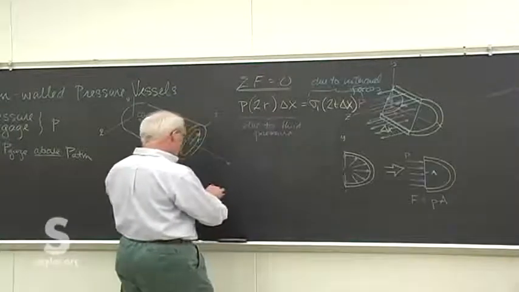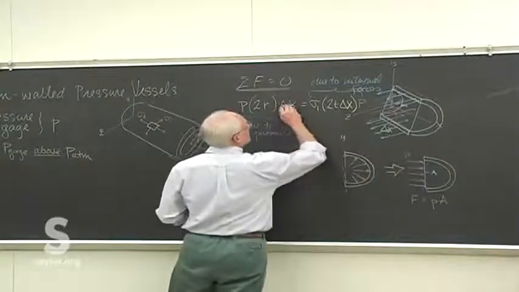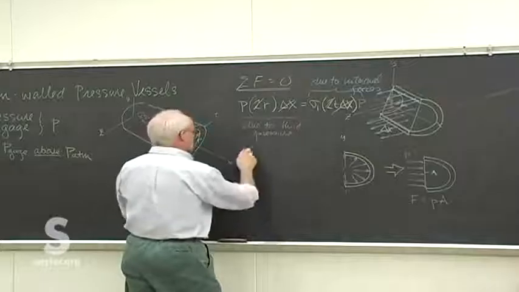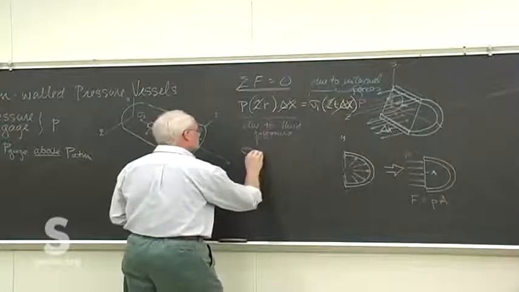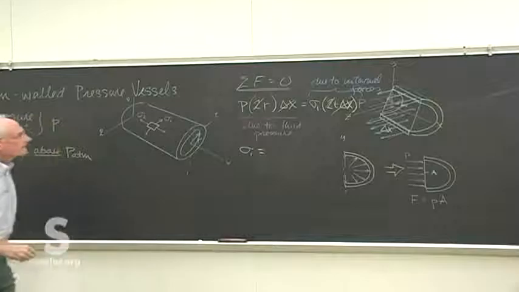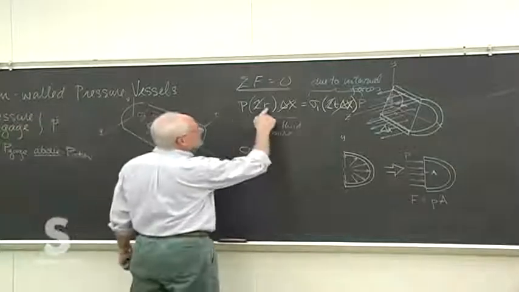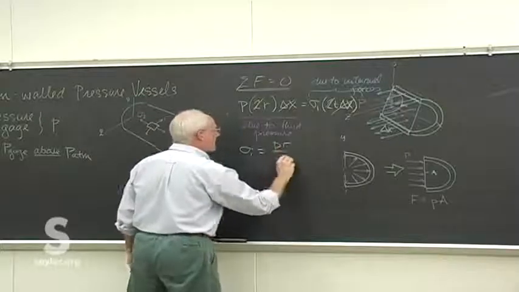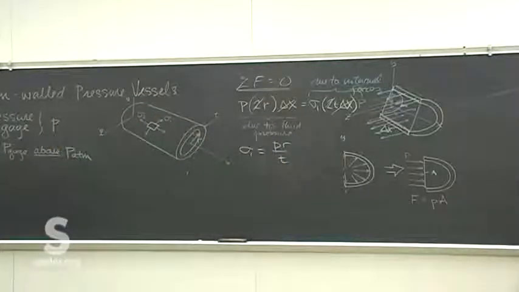And so this simplifies quite quickly. The delta x's cancel, the 2's cancel, and we get then the hoop stress, sigma 1, is equal to P R over T. Units work out okay? Always check our units as we go through algebra. Yes, I believe so.